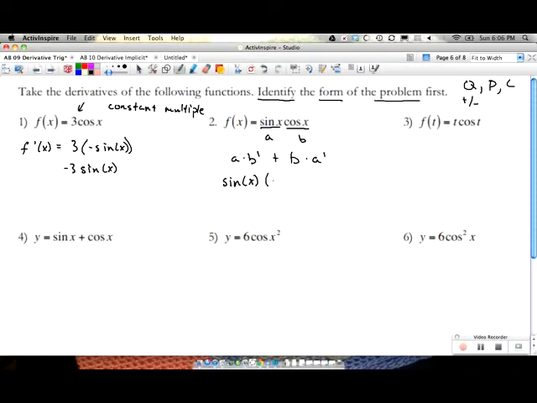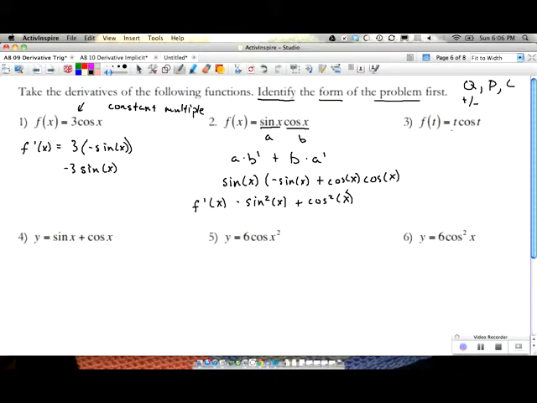B prime is going to be the derivative of cosine of x, which in this case would be negative sine of x, plus b times a prime. Well, b is cosine of x, and the derivative of sine of x is cosine of x. So now simplifying this, I have a negative in the first term, sine of x times sine of x, so we could call that sine squared x, and just cosine squared x for the second half. So that would be our derivative. F prime of x equals negative sine squared x plus cosine squared x.